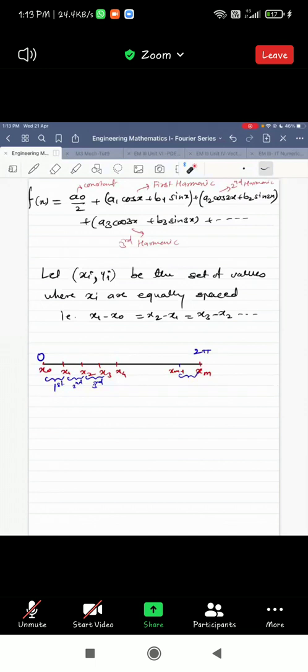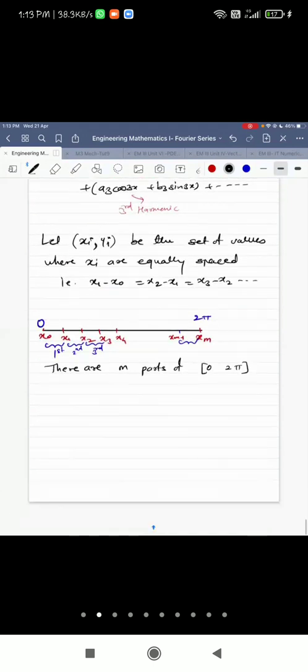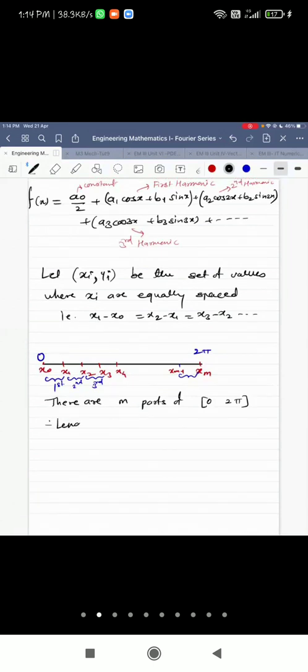Thus there are m parts of 0 to 2 pi. So can you tell me what is the length of each subinterval? The total length is 2 pi and there are m parts. So what is the length of each part? My question is very simple.